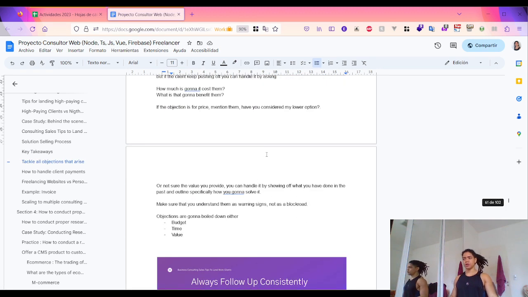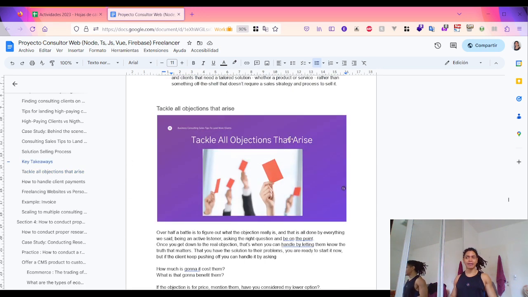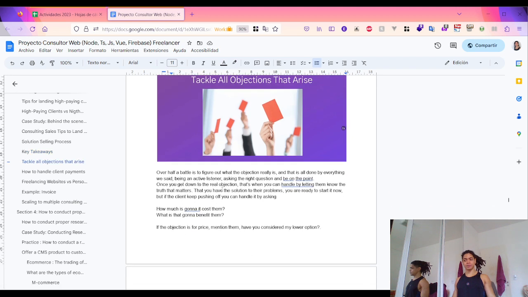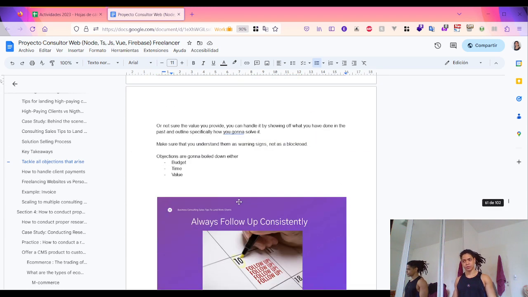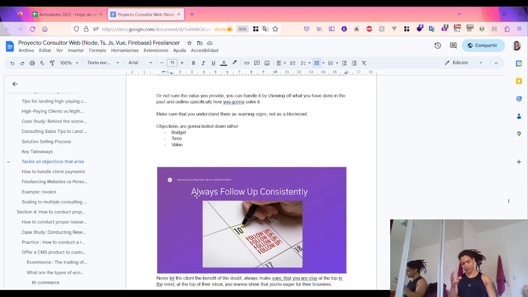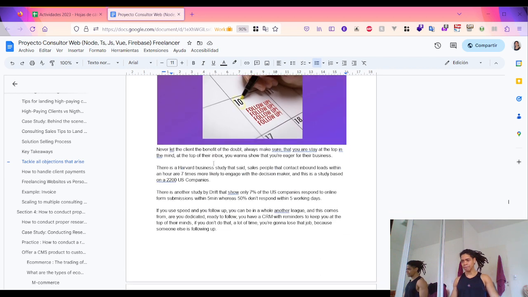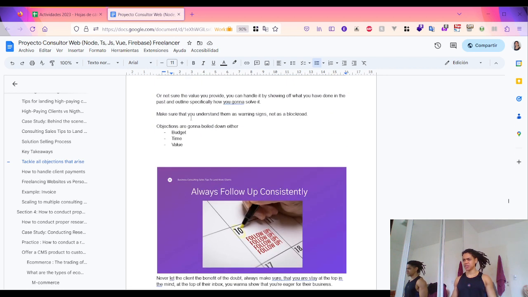Okay. So the other thing after that is to tackle all objections that arise. Okay, this is how much it's gonna cost, and what is that gonna benefit them. Because most of the objections boil down into time, budget, and value. This is something that I also can apply. So, what are the main objections here?